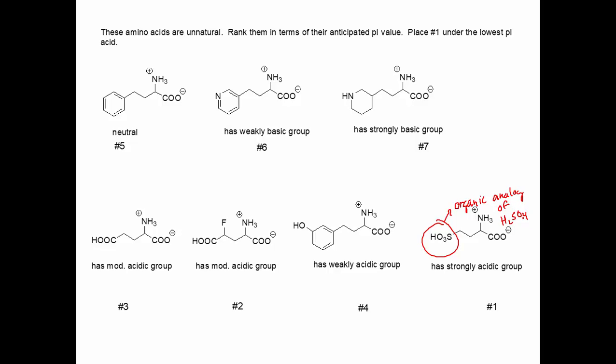Okay, and next would be the neutral, and of the 2 basics, the more weakly basic one is going to have the lower pI value, so that's going to be number 6, and then number 7. Okay, so we're going to end this video here, and in the next one we're going to look at how to prepare amino acids.